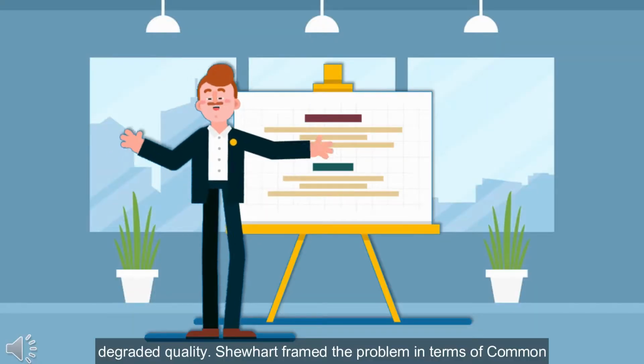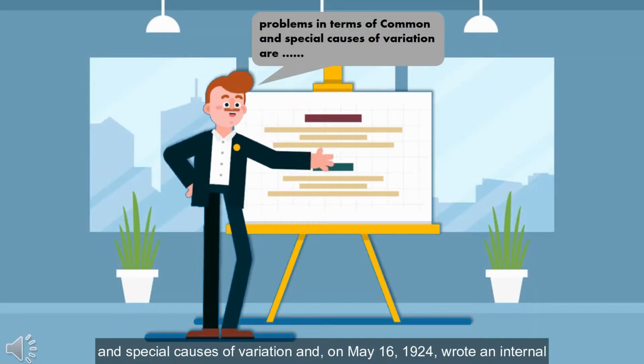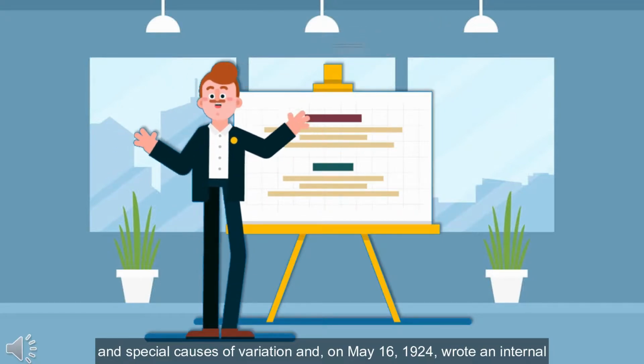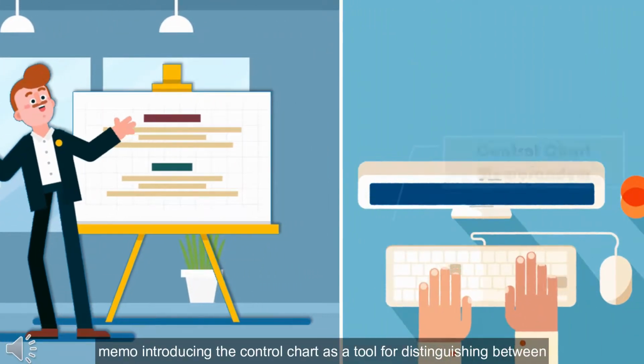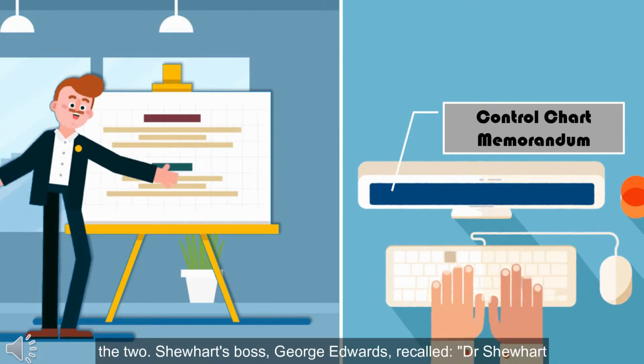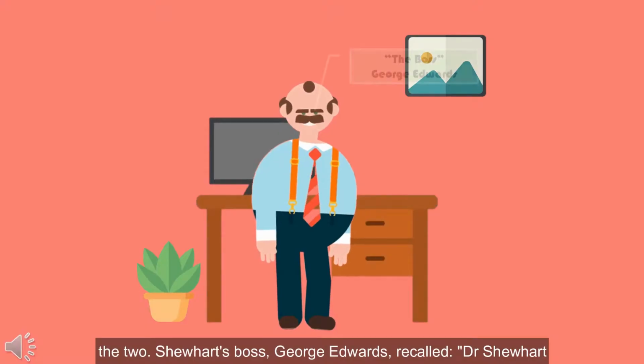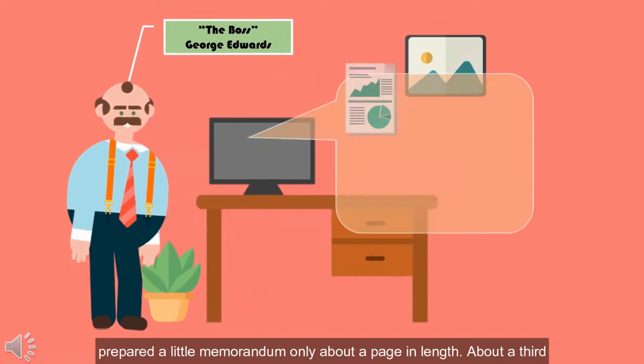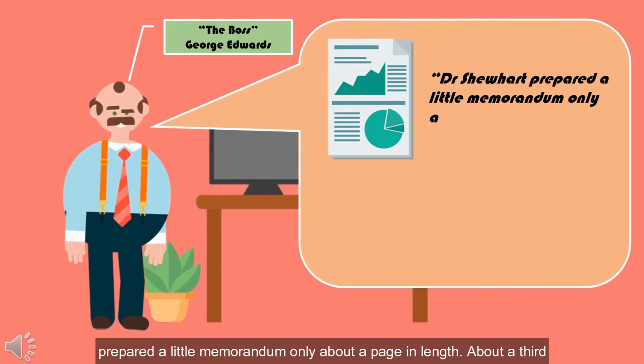Shewhart framed the problem in terms of common and special causes of variation, and on May 16, 1924, wrote an internal memo introducing the control chart as a tool for distinguishing between the two. Shewhart's boss, George Edwards, recalled, "Dr. Shewhart prepared a little memorandum only about a page in length.